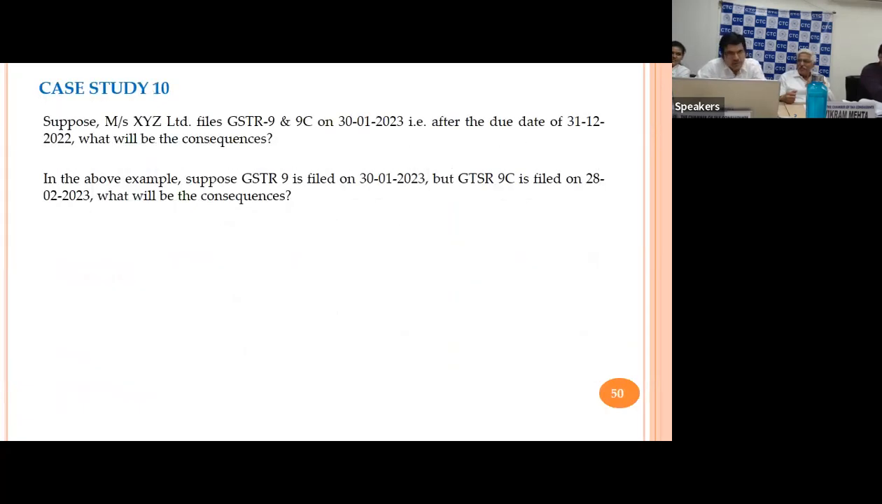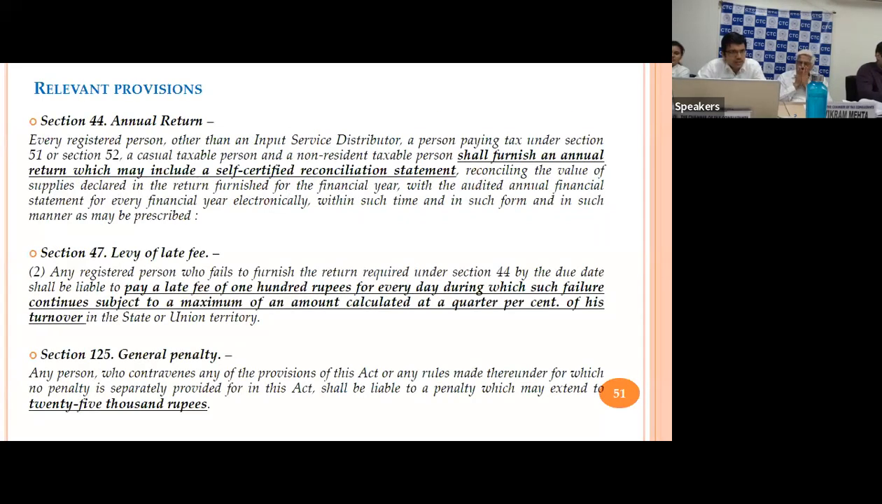Next, case study 10. Suppose XYZ Limited files GSTR-9C on 30th January 2023, that is after the due date of 31st December 2022. What will be the consequences? First, we'll discuss only this. Delayed filing of 9C. What are the consequences? Late fees. Late fee under section 47, which is there on the screen.